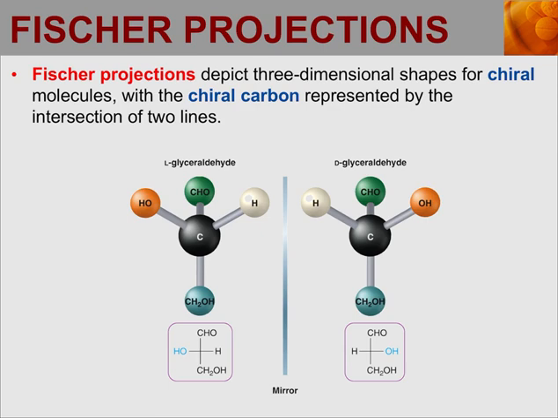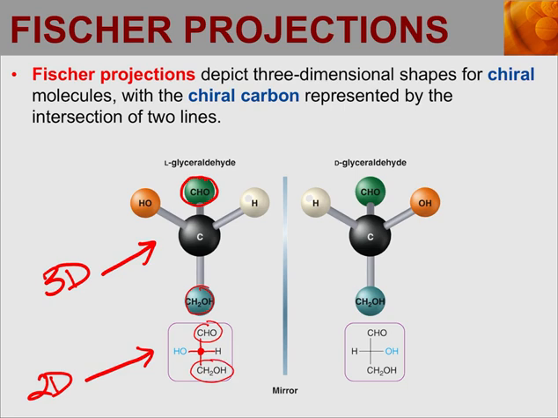So we saw these before. And you can see the three-dimensional figure on the top, and then the two-dimensional figure is on the bottom. And that's the Fischer projection, the two-dimensional figure. So you'll notice we have two lines, a vertical and a horizontal line, and the chiral carbon is right at the intersection point. And then the aldehyde will be on the top, CH2OH will always be on the bottom, and then we can depict whether the OH group is on the left or the right. So for L-glyceraldehyde, OH is on the left. For D-glyceraldehyde, OH is on the right.